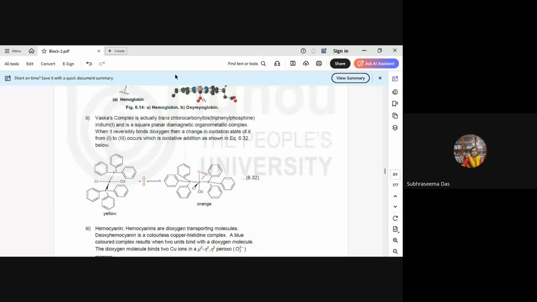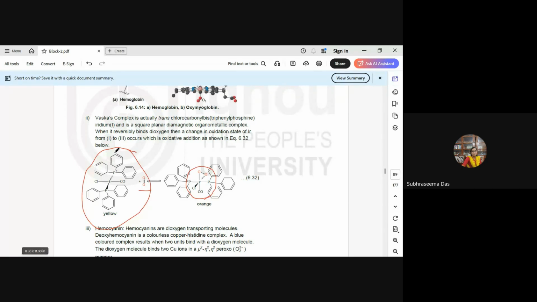Then Vaska's complex, trans-chlorocarbonyl bis triphenyl phosphine iridium 1 complex, is a square planar diamagnetic organometallic. Vaska's complex is yellow in color. When it binds to oxygen, there is a change in the oxidation state of the iridium from 1 to 3, as you can see here, and the color of the complex changes from yellow to deep orange. So this is how the binding of oxygen to Vaska's complex changes its coordination number, oxidation state, and also the color of the complex.